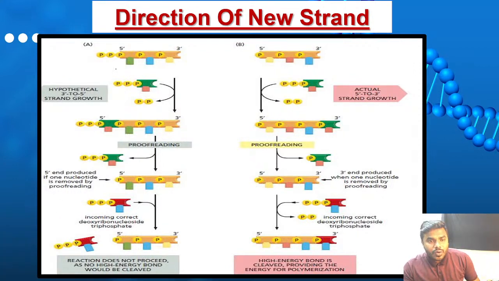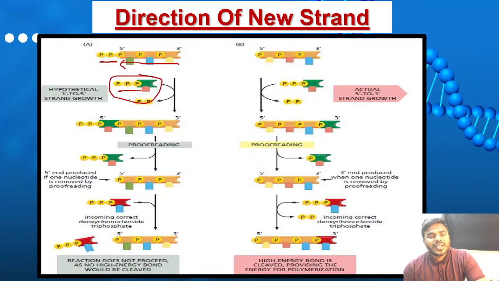Focus. Now you all commonly know, friends, the synthesis is happening like this. At the 5th carbon, how many phosphate groups are present? We all know that 3 phosphate groups are present. Now you can see, this is the new nucleotide. Friends, the new nucleotide also contains how many phosphate groups? The new nucleotide also contains 3 phosphate groups.